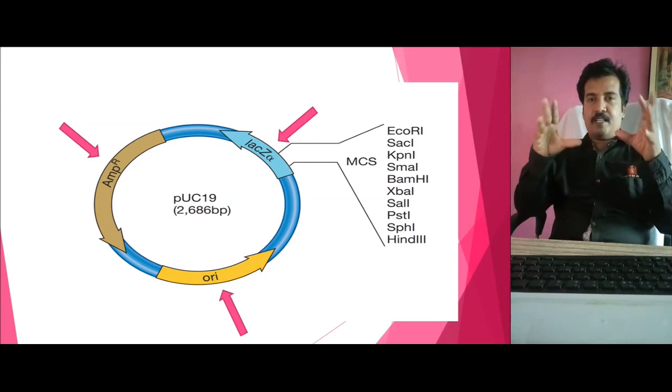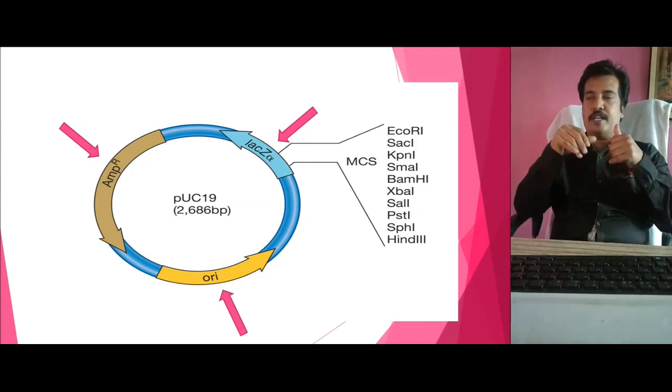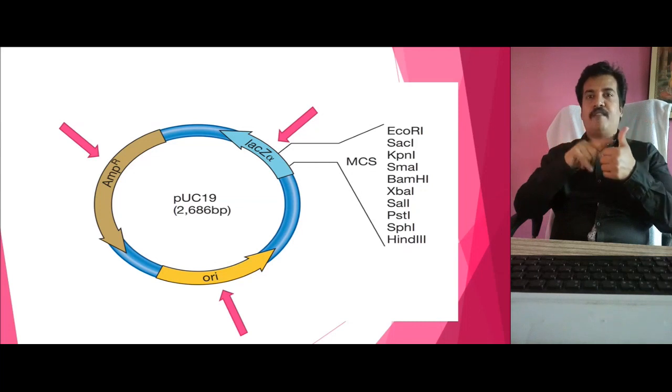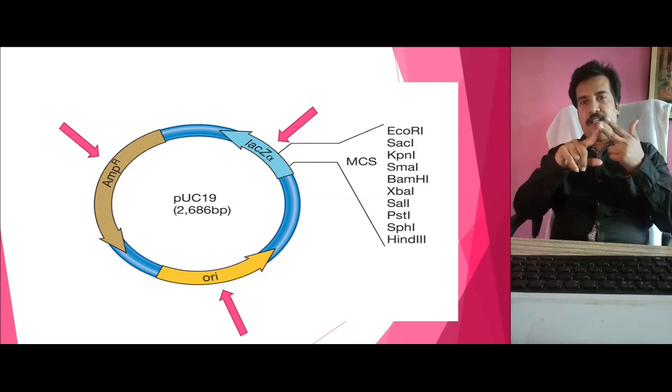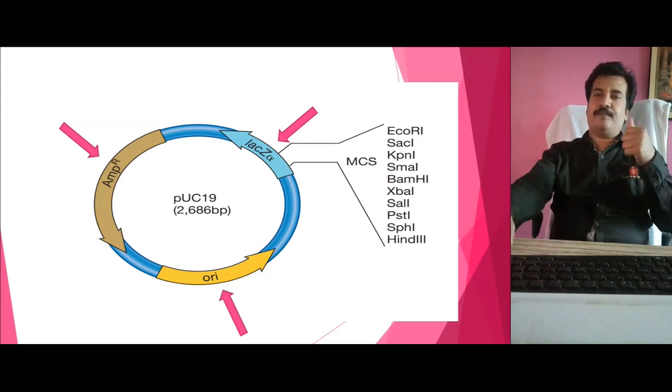That means the vector should carry all these three characters. One is the origin of replication, which initiates the self-replication of the vector. Second, it carries a multiple cloning site for the insertion of the foreign DNA, and third, it carries a marker region for the identification of the cloned vector.